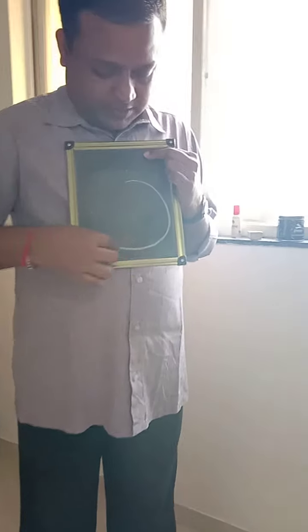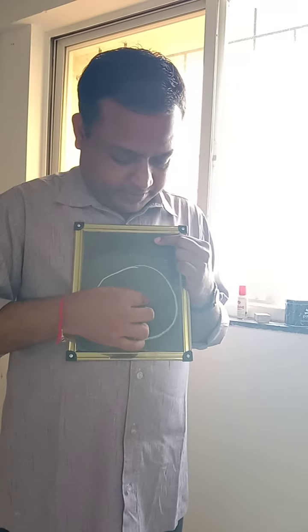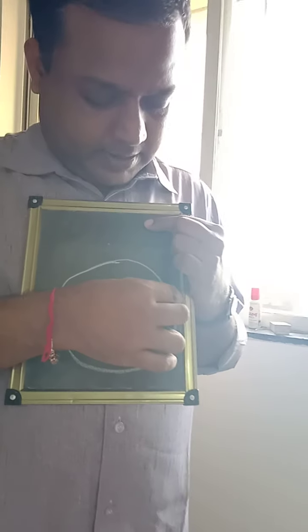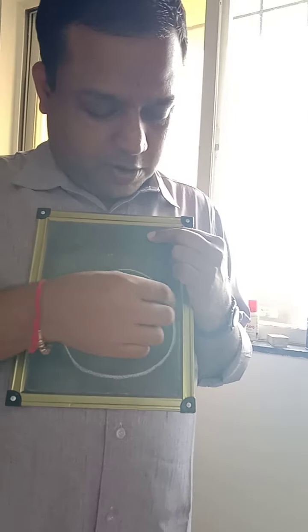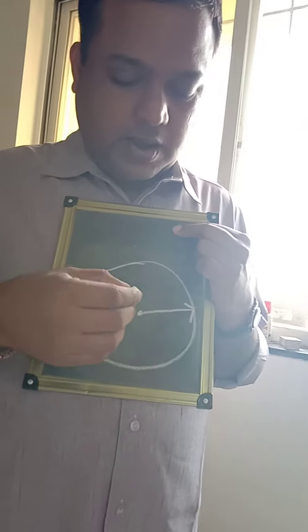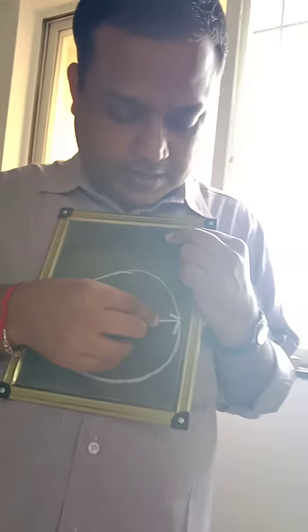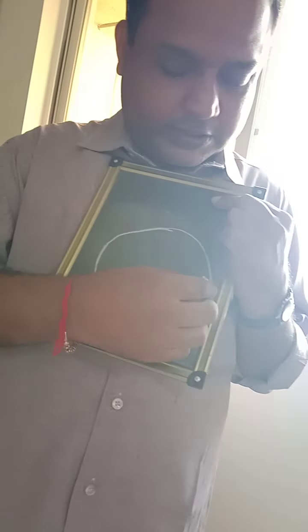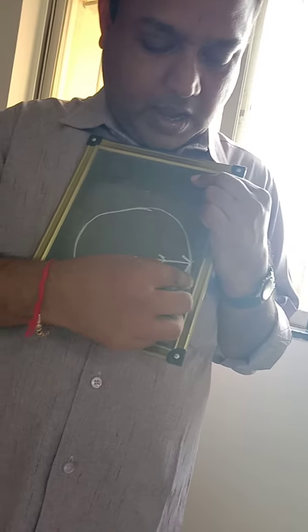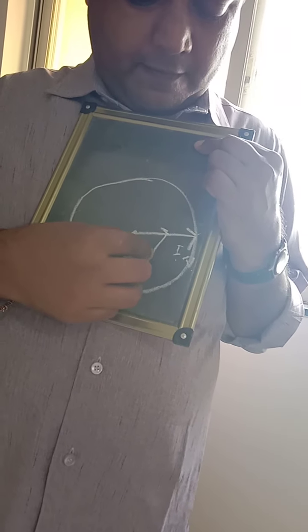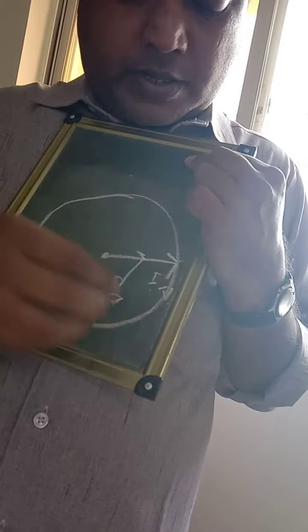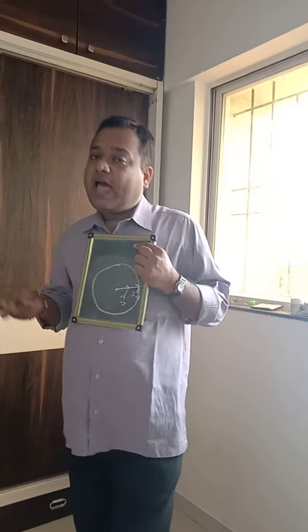Here I am drawing something. This is a circle, and this is my center. From the center up to the border, this is one arm. Then I draw the second one here. This is your initial arm, and this is your final arm. They are both in the same line. That's why the angle is 0.